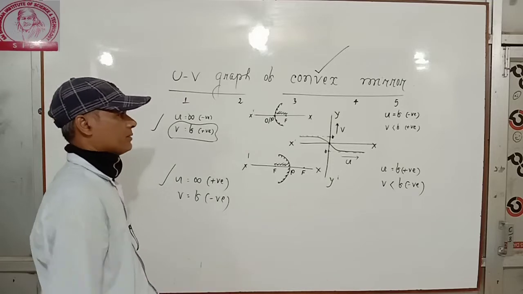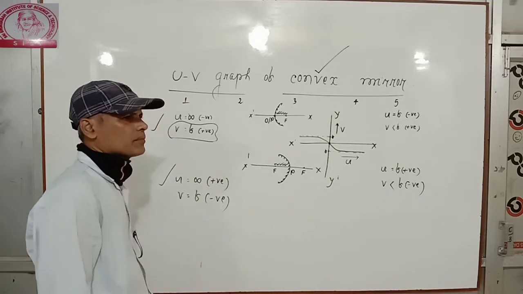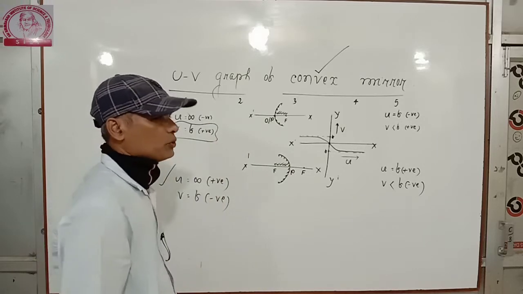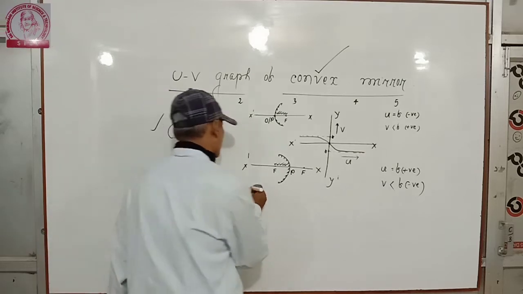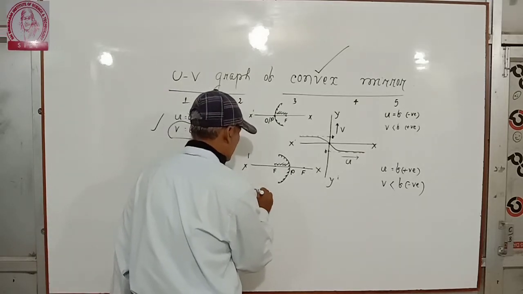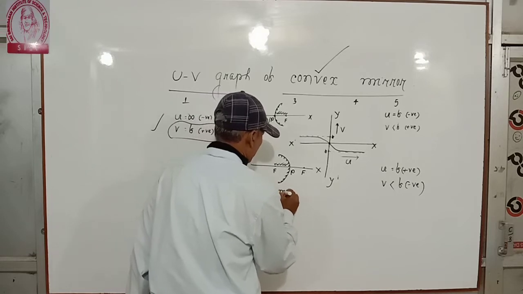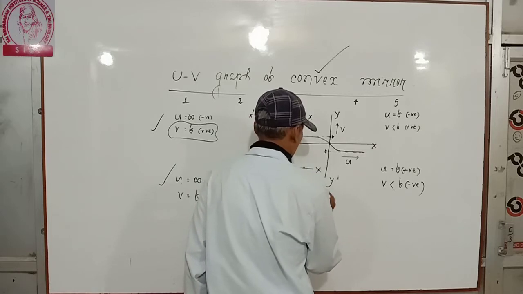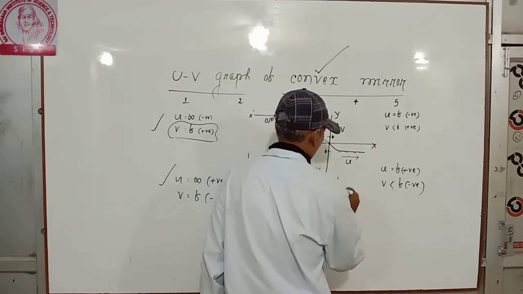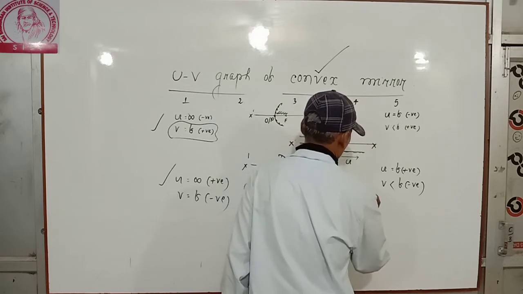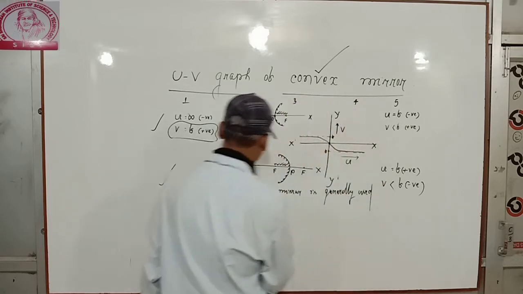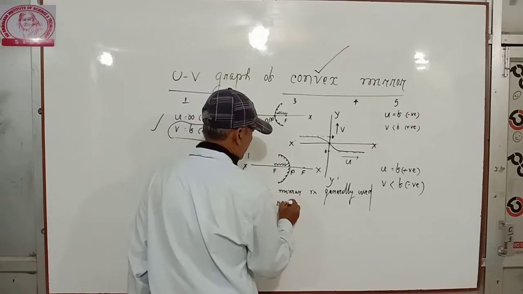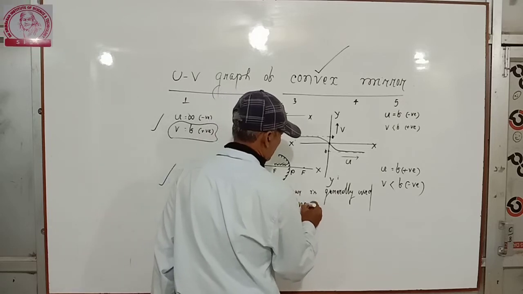Then you see what are its uses? What are the uses of convex mirror? Convex mirror is generally used to see rear views. Rear views means behind views.